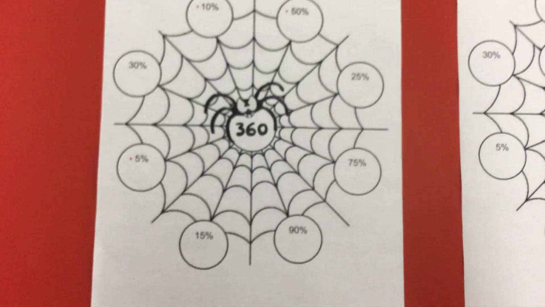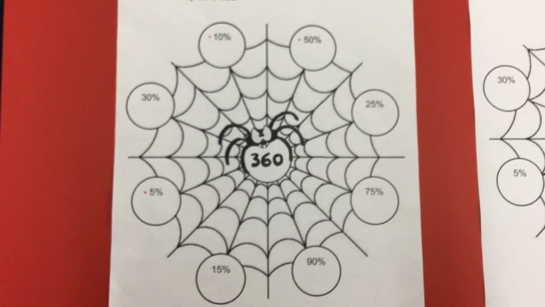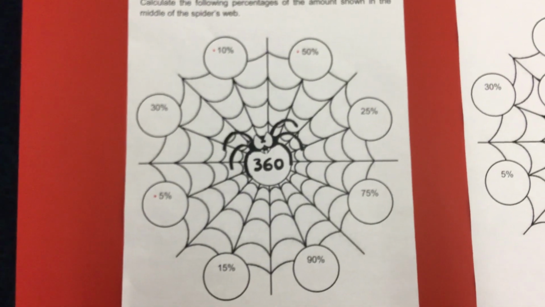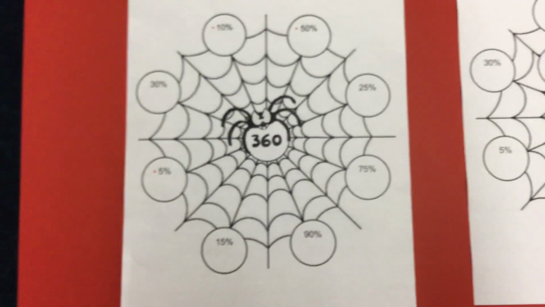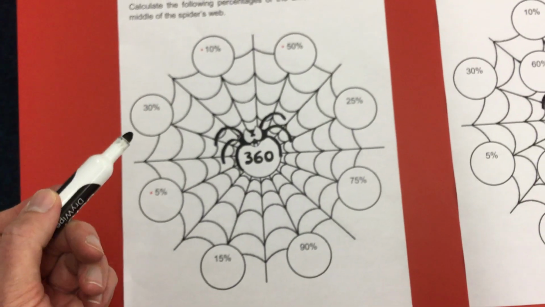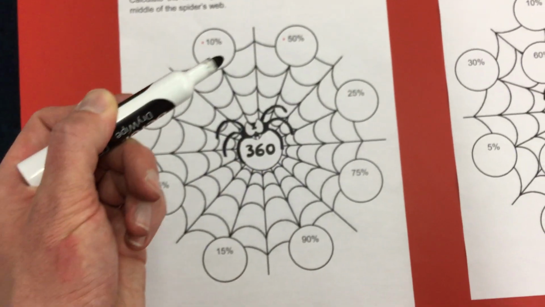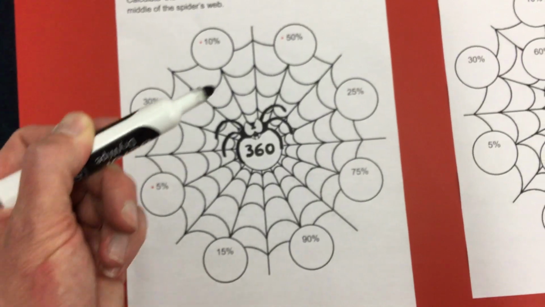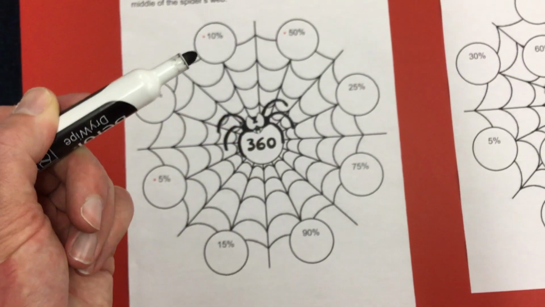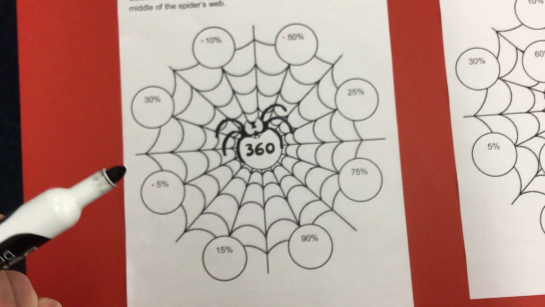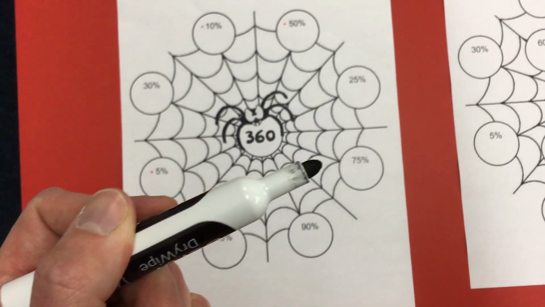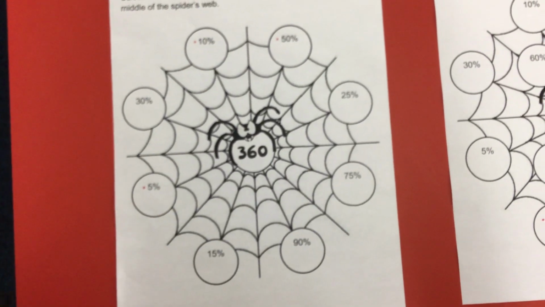So I've chosen the number 360. Good number 360 in maths, because there are 360 degrees in a full turn. And we've started here with slightly more complicated percentages, if you like. We've got the ones we looked at before, 10% and 50%. We've also got things like 30%, 75%, 90%.